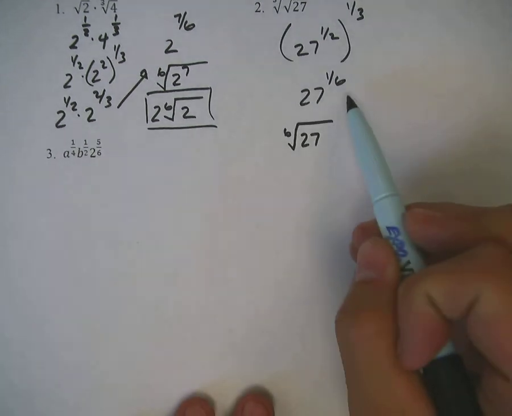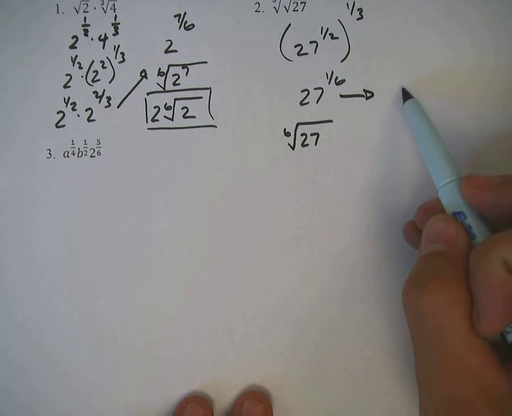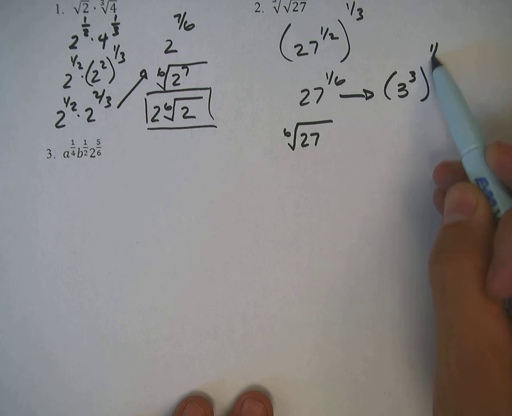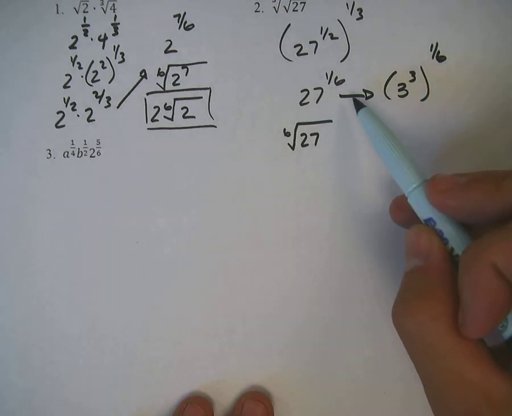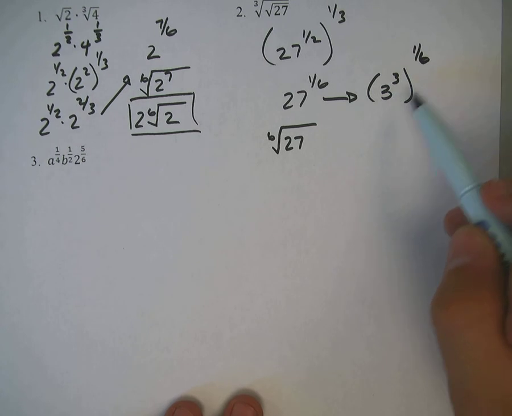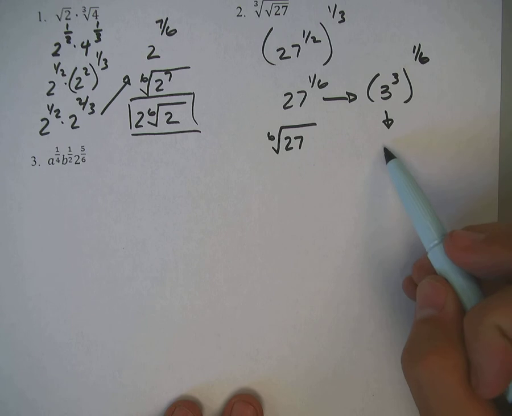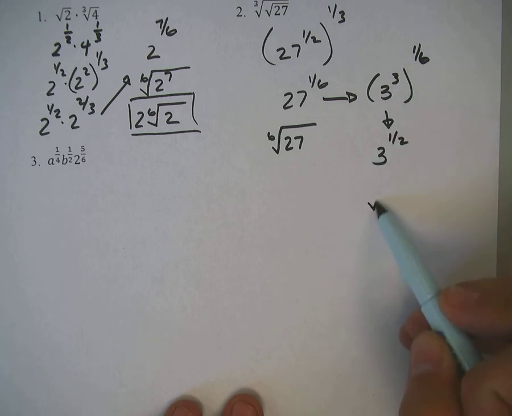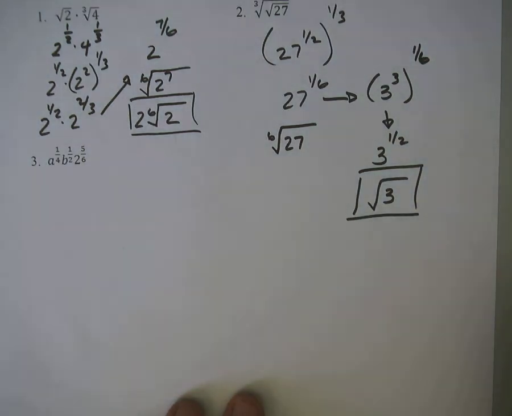Because what I know is that 27 is the same thing as 3 to the 3rd power. So saying 27 to the 1/6 is the same thing as saying 3 to the 3rd to the 1/6. And so from here, if I combine those, 3 times 1/6 becomes 1/2, and it becomes the square root of 3. This is the simplest radical form, not this.